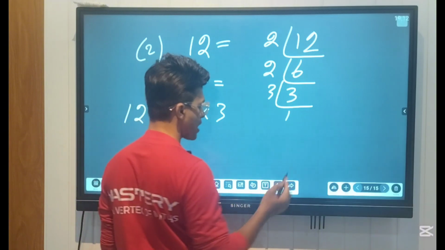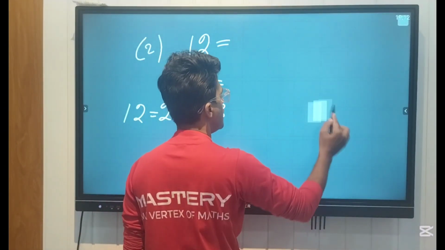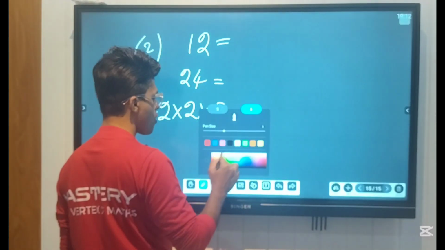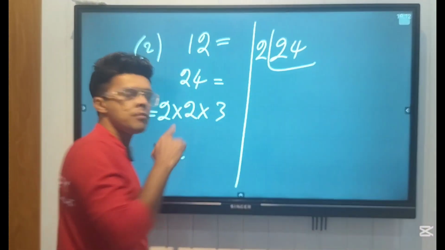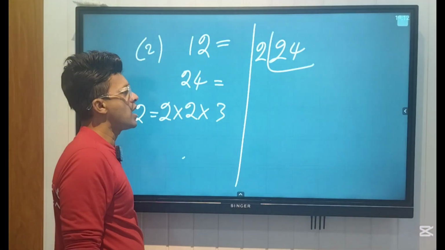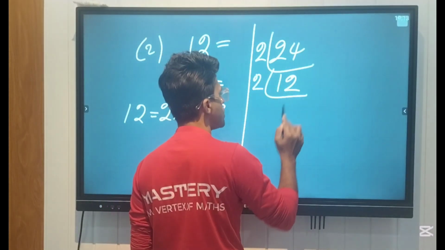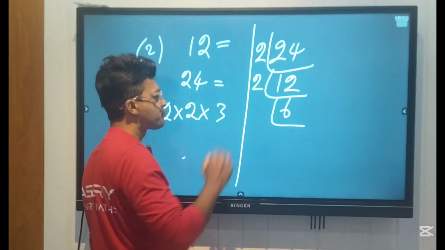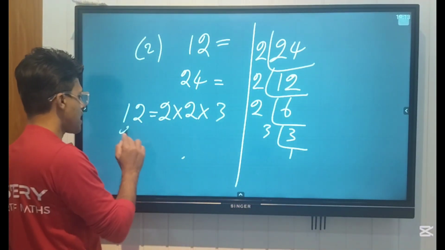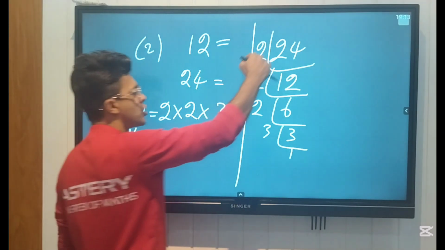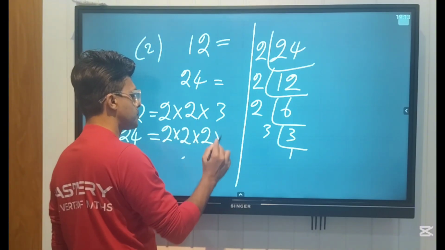And also we could get the prime factors of 24 as well. How do we get them? 24 divided by 2 is 12. Then 12 divided by 2 is 6. Again, this can be divided by 2: 6 divided by 2 is 3. 3 divided by 3 is 1. So 24 can be written as 2 times 2 times 2 times 3.